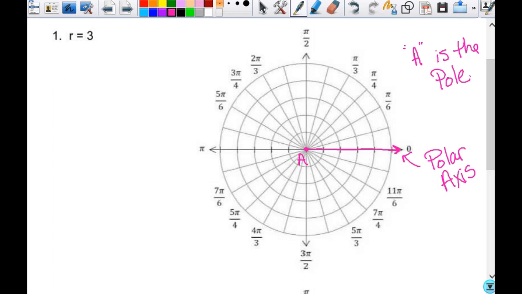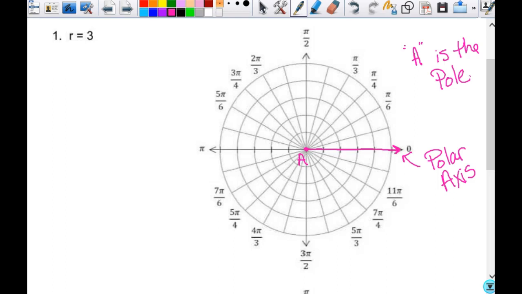Okay? Are we good? All right, so now it says graph each of the following on the polar graphs below, and we're going to describe what they are. Like we just said, this is an equation. It's not a point that I go and plot. So if I just have r equals 3, do you know what that's going to look like for a polar graph? What is it? A circle.